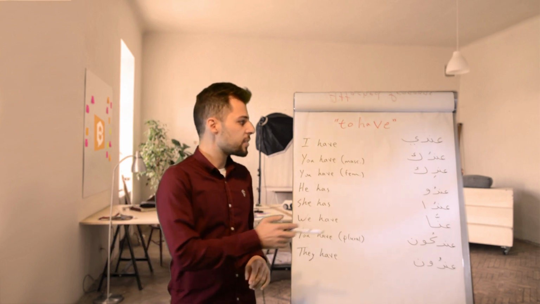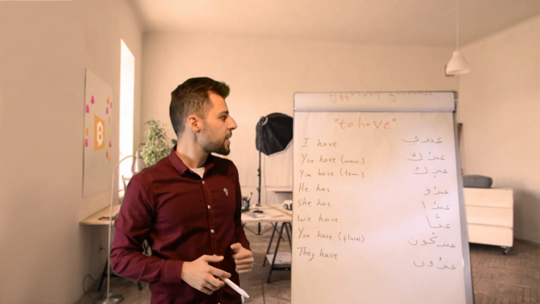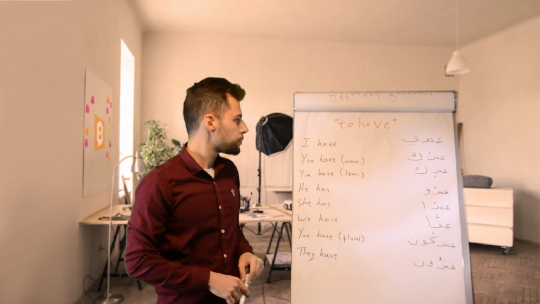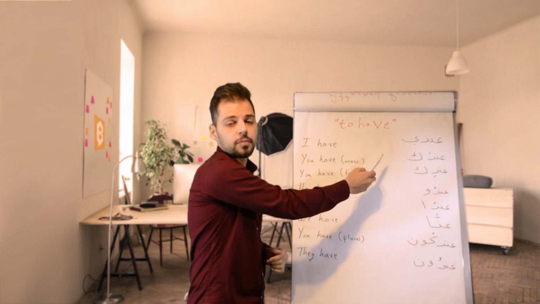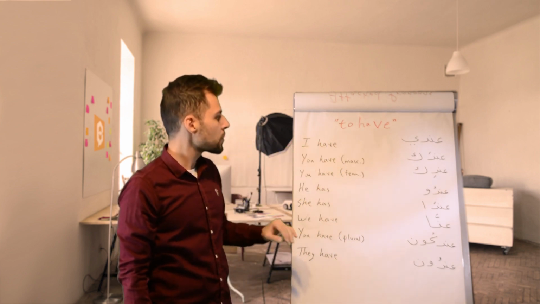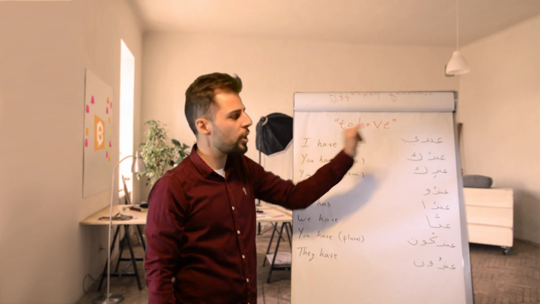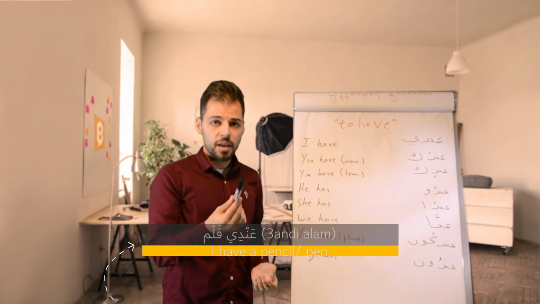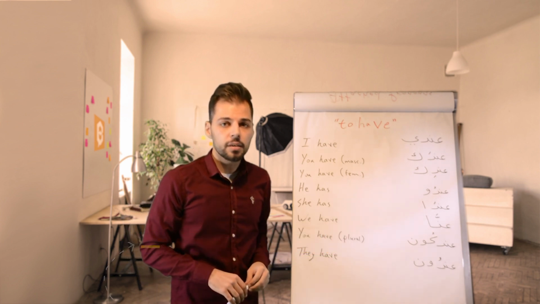But when we add attached pronouns to the word عند, we express the verb to have, or we express possession. First, we have عندي. It means I have. So, عند, and we add the ya to it. So it's عندي. For example, عندي قلم. I have a pen.